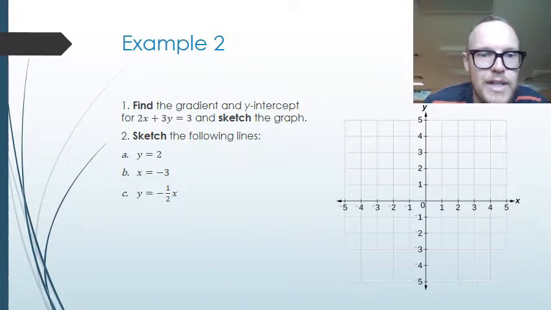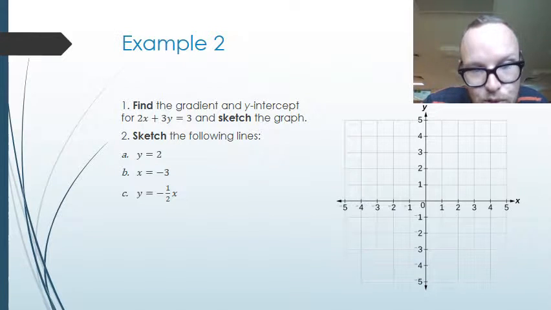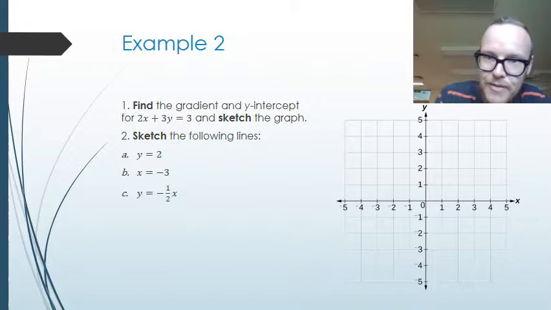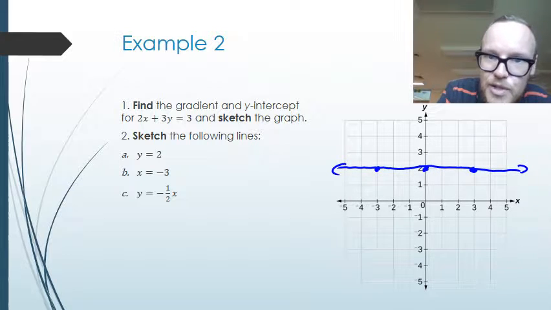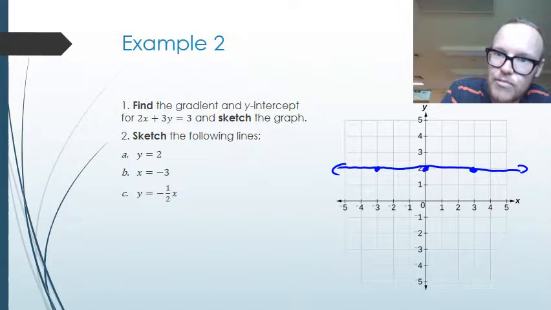Looking at the last one here, we've got to sketch the following lines. The first one says y equals 2. So that means for whatever x value, y equals 2. So it means that y is going to be equal to here, it's going to be equal to here, it's going to be equal to here. This is going to be a horizontal line with a y-intercept of 2. So that's a graph for y equals 2.